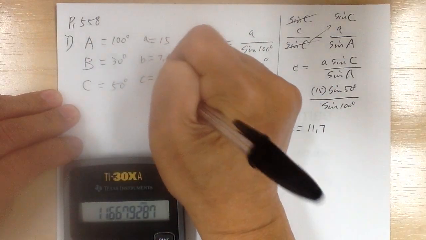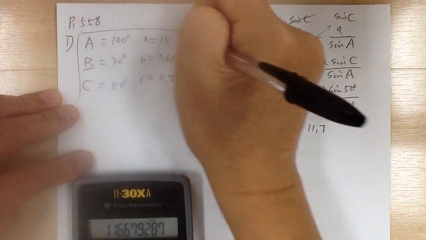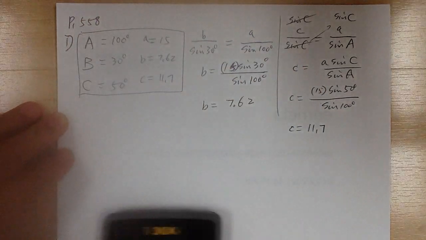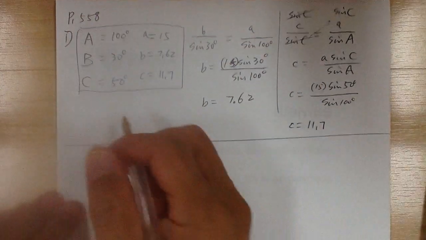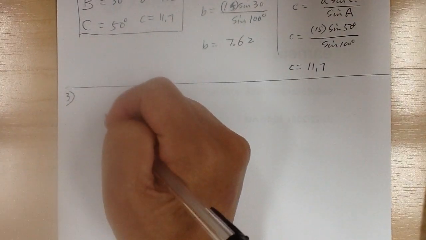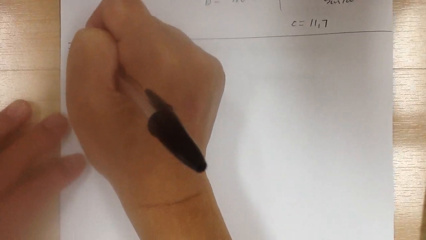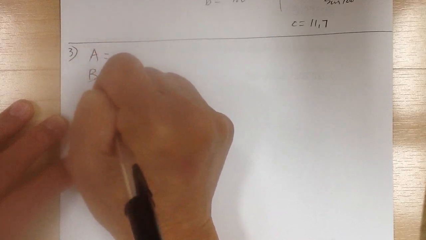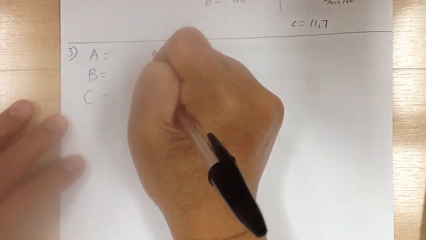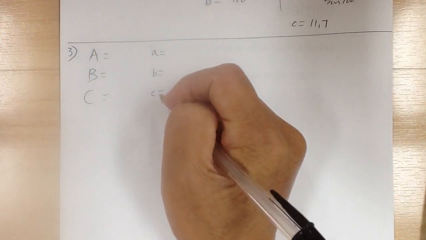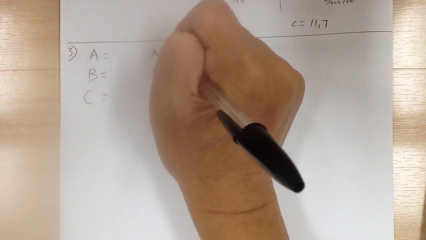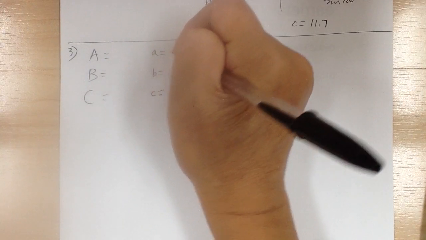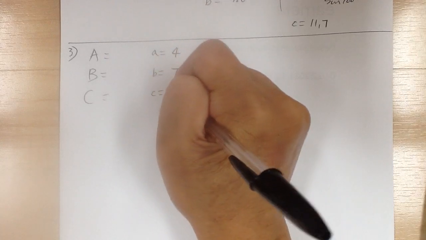Okay, and so that's it for number 1. Okay, number 3. So you get your A, B, C, and small a, small b, small c. Number 3, you've got small a equal to 4, small b equal to 7, small c equal to 9.